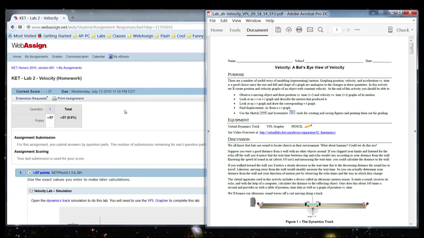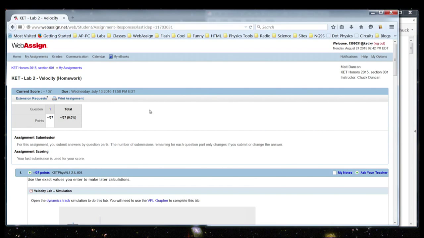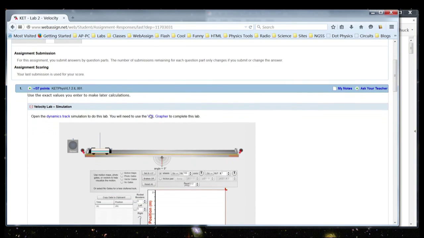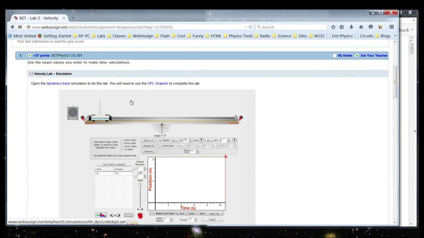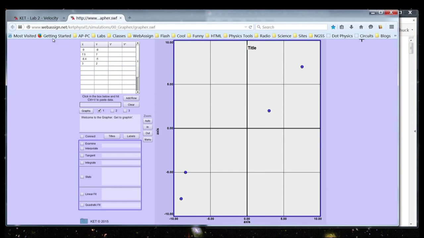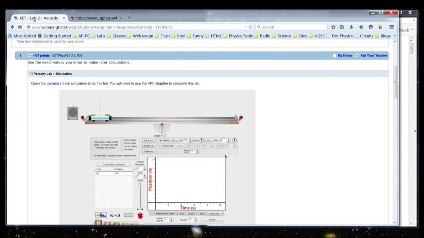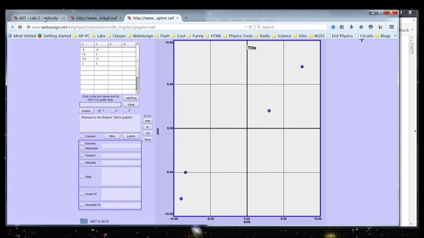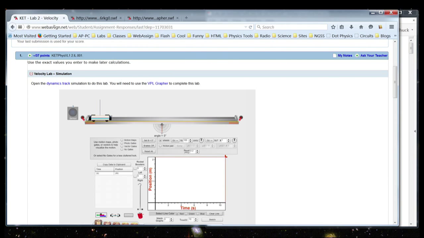Okay, so let's see. I'm trying to think of, I guess there's nothing else with WebAssign besides just getting here. And one of the first things you're going to need to do is get the Dynamics track and the Grapher program up and running. And this is set up. Notice I have one tab up here. If I click on the Grapher, it'll pop the graphing program up. And if I go back to WebAssign and click the Dynamics track, I'll get it there. So there we have them, all three right in a row. And so you can kind of jump back and forth among these things as needed.